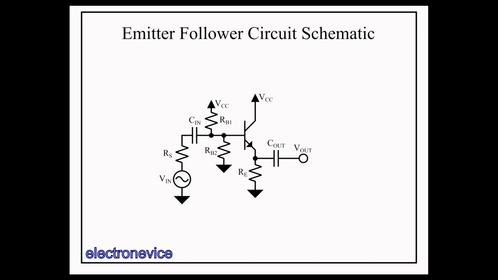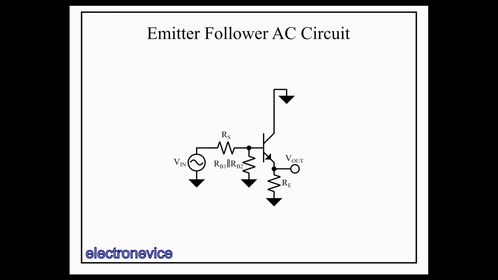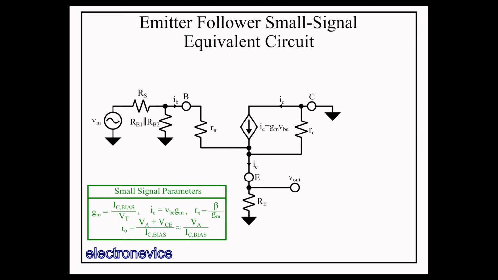So here we have the overall circuit again. And now, shorting the capacitors and converting static voltages to ground, we have the AC version of this circuit. So using the hybrid pi model, we convert this to its small signal equivalent circuit. The first thing we notice here is that the emitter is not grounded, which is much different than what we dealt with in the common emitter.